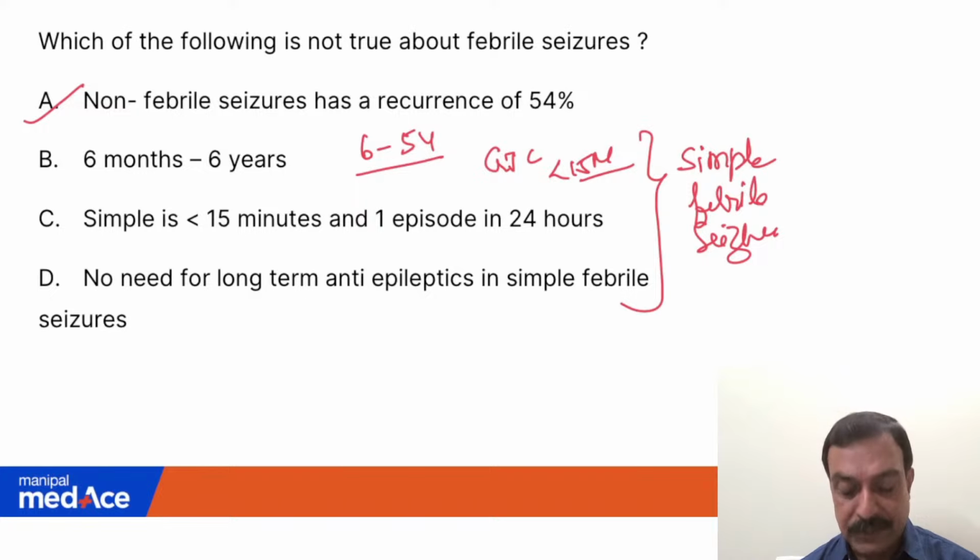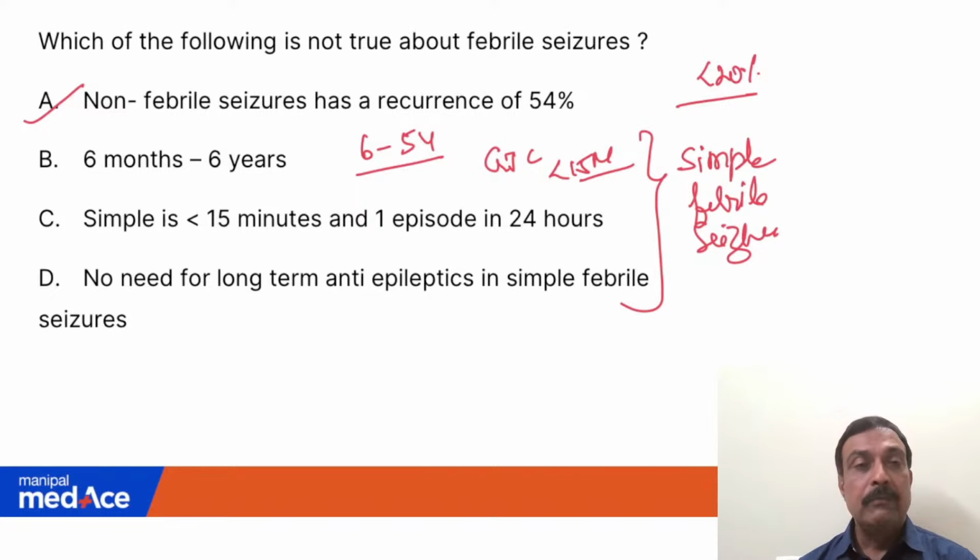Whereas in atypical febrile seizures, fever may be present, but classically the age may not be the fitting one, and they are focal seizures with multiple episodes, and they may be associated with focal neurological deficits. For any of the febrile seizures, the recurrence rate is less than 20%, whereas for non-febrile seizures the recurrence rate is slightly lesser than that. So the correct answer is: non-febrile seizure has a recurrence rate of 54%.